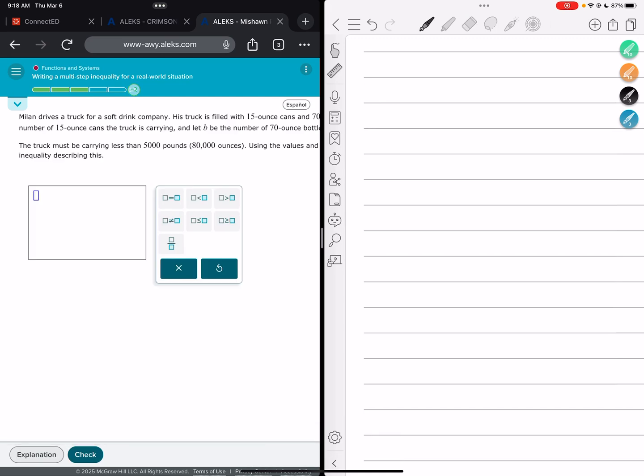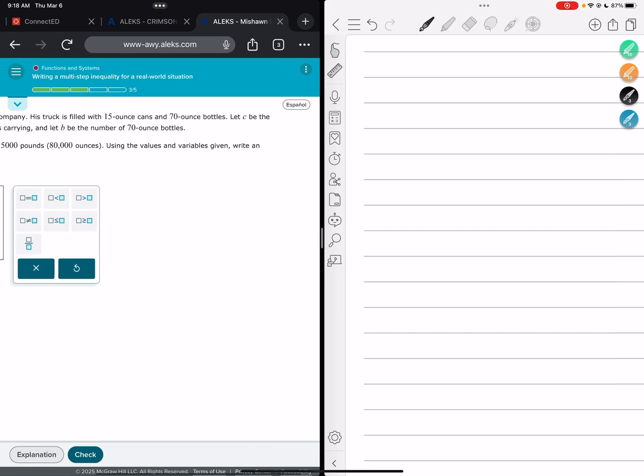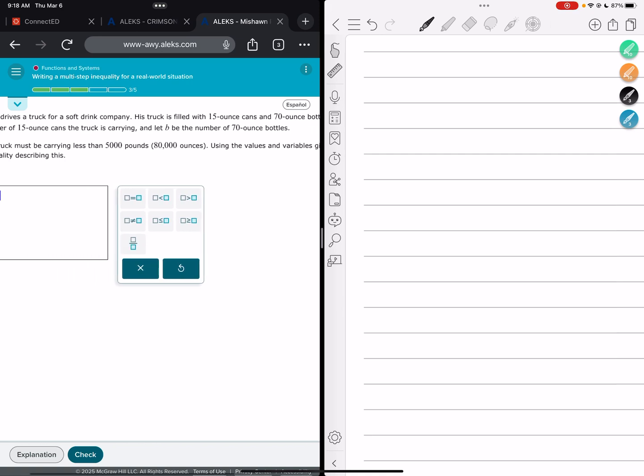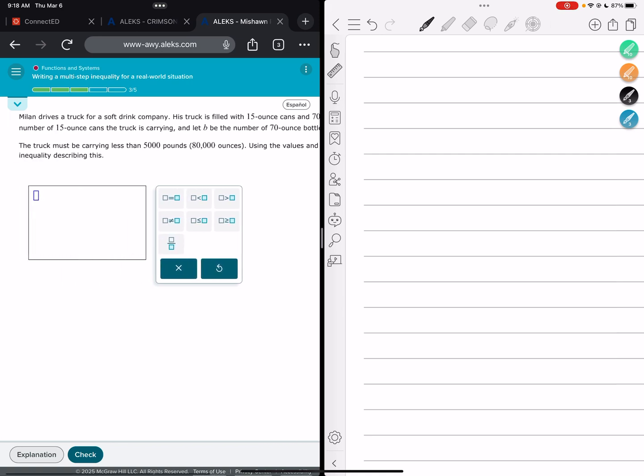All right, and doing this one more time, we have Milan drives a truck for a soft drink company. His truck is filled with 15-ounce cans and 70-ounce bottles. Let C be the number of cans and B be the number of bottles. The truck must be carrying less than 5,000 pounds. So we know that if it's carrying less than 5,000 pounds, 5,000 is the greatest it can be. So I'm going to write 5,000 is greater than.